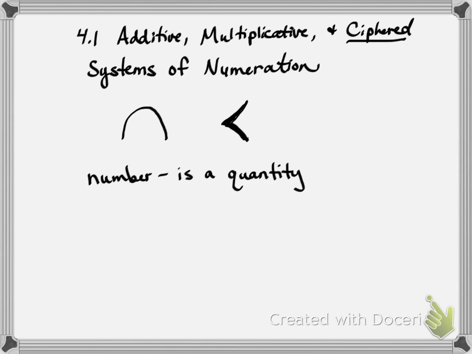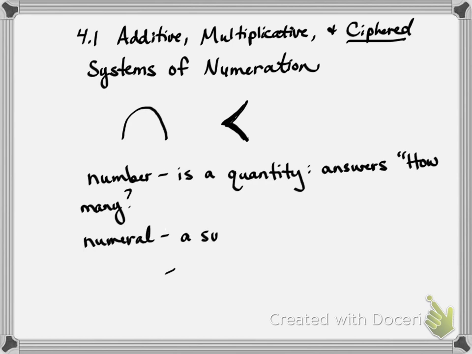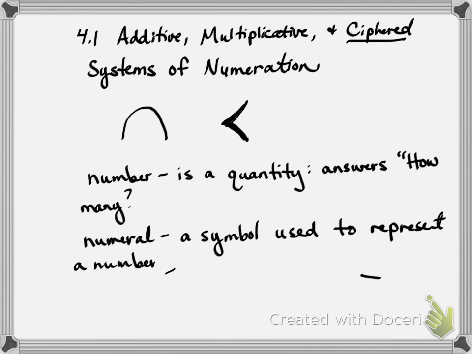So we're going to write down that a number is a quantity, and it answers the question, how many? And a numeral is a symbol used to represent a number. Just like in language, a few letters of the alphabet, our 26 letters, can be used to construct large numbers of words, whole books of words. In the same way, in arithmetic, those 10 digits that we use, 0 to 9, can be used to represent large quantities of numbers and different things involving numbers.